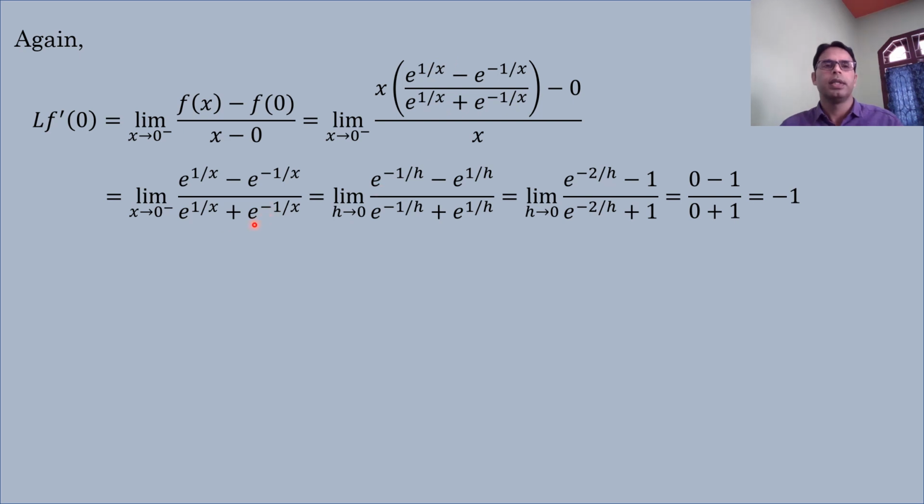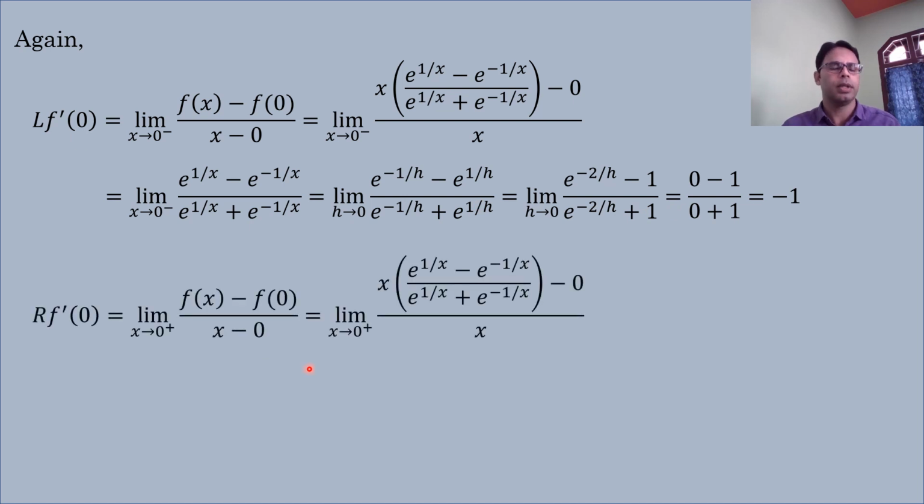Then with a similar method as in the limit section, making h tends to 0, it is minus h like this. Then dividing e to the power 1 by h in the numerator and denominator, it will be 1, this is e to the power minus 2 by h, and using the limit, 0 minus 1 over 0 plus 1 will be equal to minus 1 only.